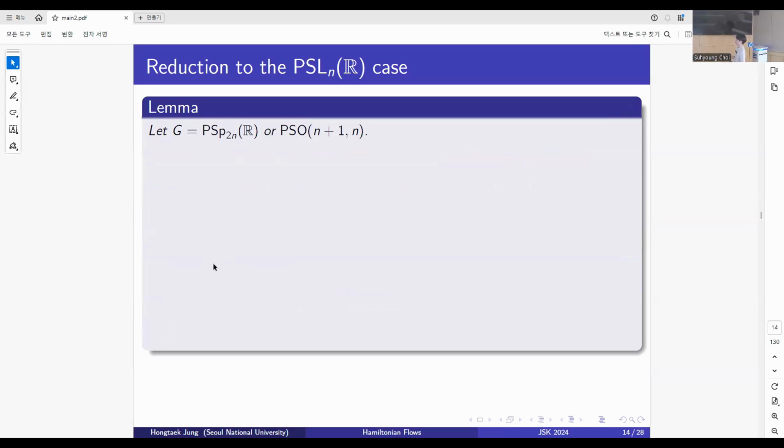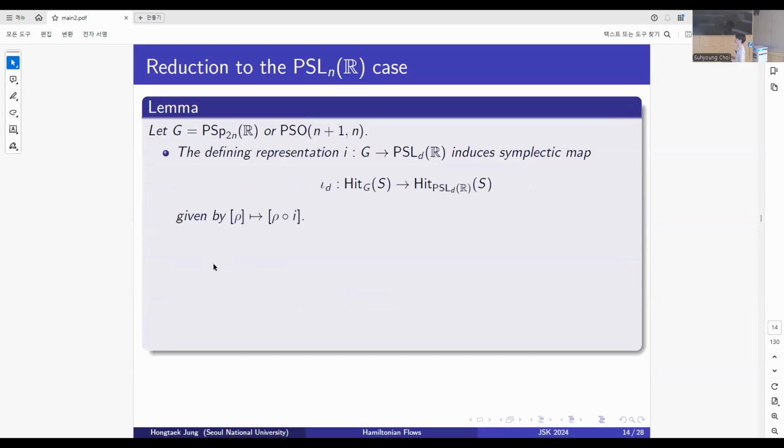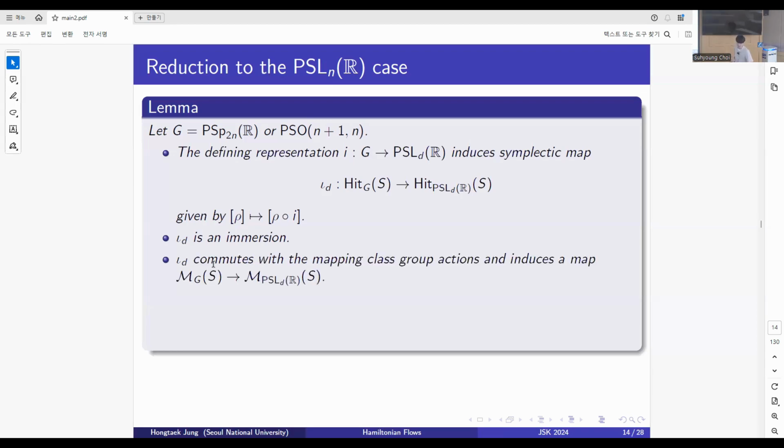So let's assume that now G is PSp_{2n}(R) or PSO(n+1,n). They are all matrix groups and they are embedded in PSL_d(R). So we have a defining representation, and this defining representation induces a symplectic form preserving smooth map from the G-Hitchin component into the PSL_d(R)-Hitchin component. And this is not just a smooth map, but actually an immersion, meaning that it sends the tangent space of this space to the tangent space of that space injectively. In particular, this iota_d is a local diffeomorphism.